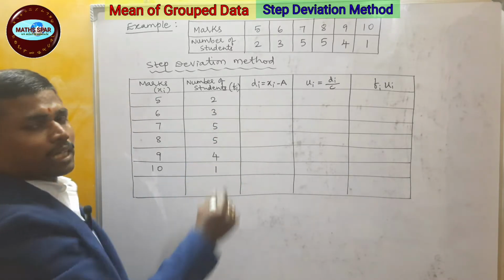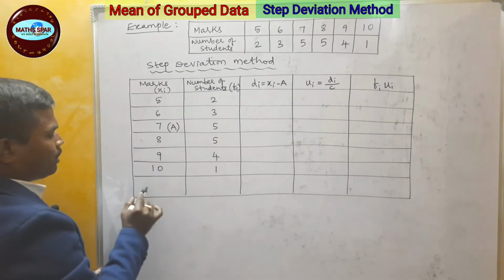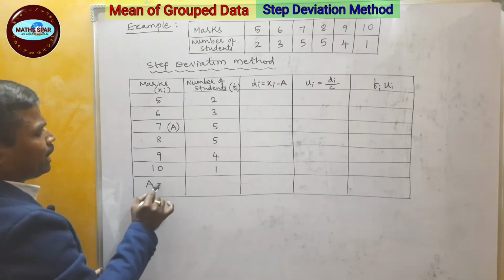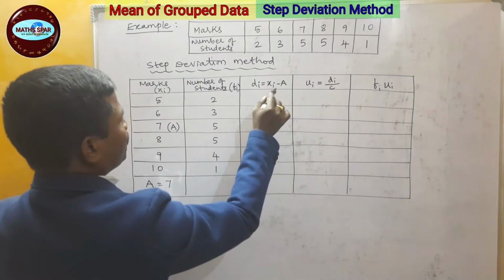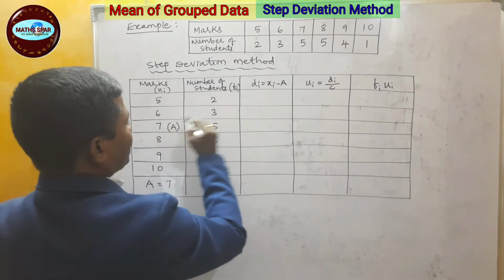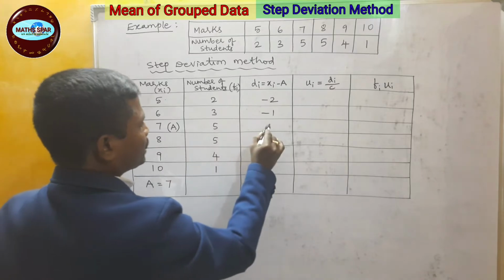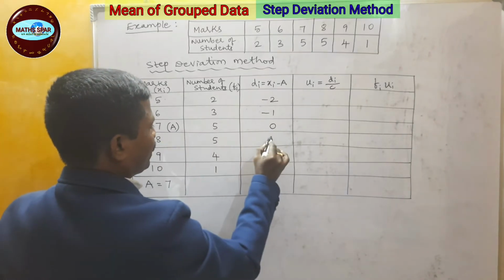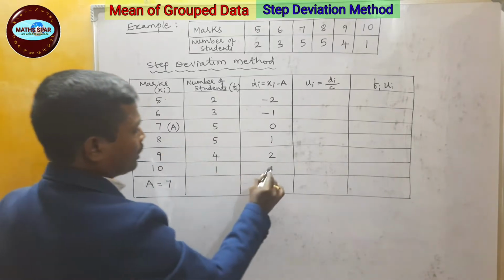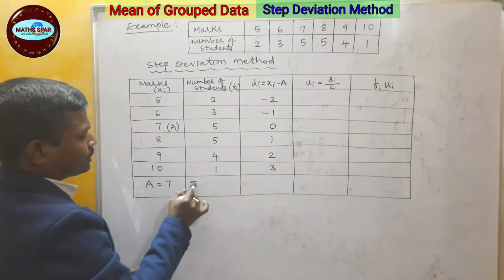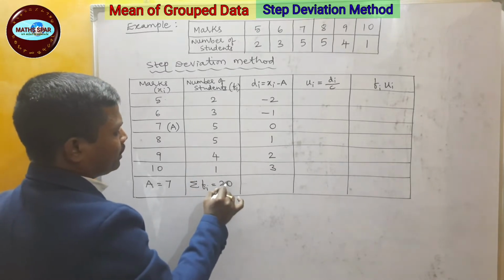Now di is equal to xi minus a. Let us assume this 7 as the assumed mean, that is, a is 7. Then di equals xi minus a: 5 minus 7 is minus 2, 6 minus 7 is minus 1, 7 minus 7 is 0, 8 minus 7 is 1, 9 minus 7 is 2, 10 minus 7 is 3. Then here sigma fi is 20.